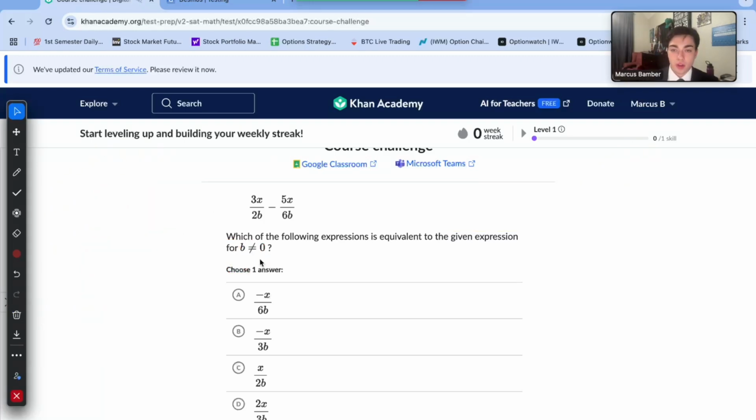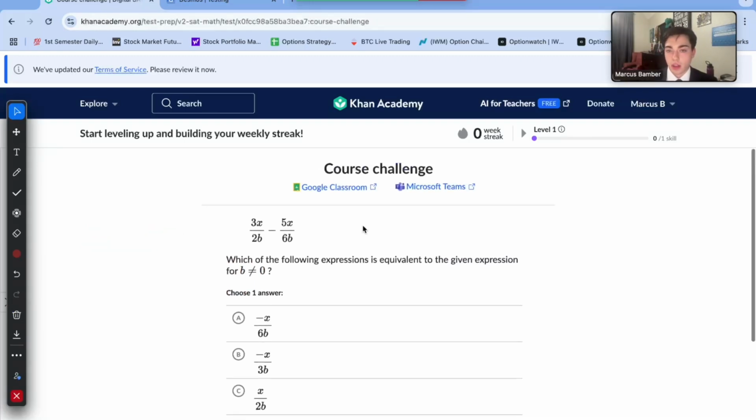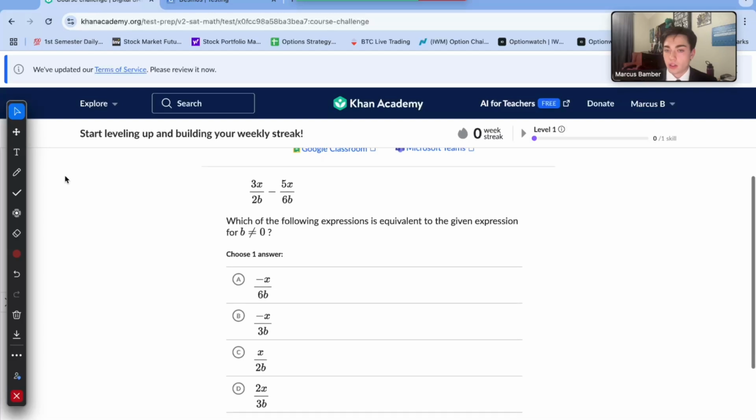Okay, on to question number 3. Which of the following expressions is equivalent to the given expression? Okay, how we're going to solve this is, if you remember, we have two fractions. If they're subtracting, to combine these, we simply have to do fraction subtraction. And if you remember, we need a common denominator. Our denominators right now are 2b and 6b. The least common denominator is 6b. So all we have to do is multiply the first fraction by 3 in order to get both the denominators equal to 6b.